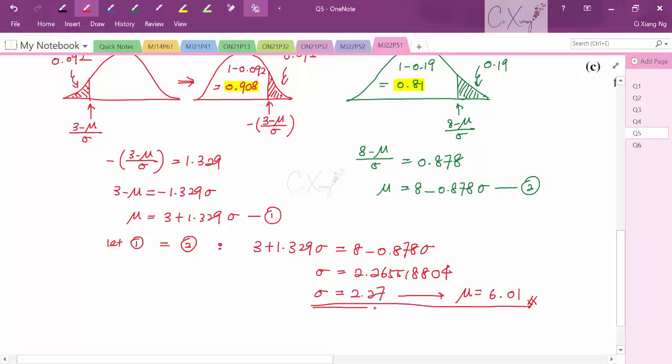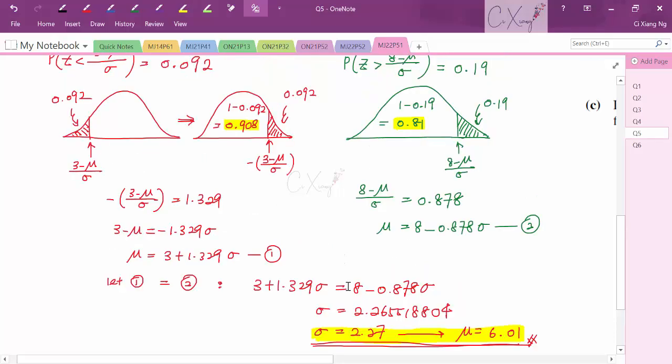Okay, so this is how we form the two equations so that we can solve them simultaneously to get the value for the standard deviation and also the mean. Okay, right, then now we continue to part C.